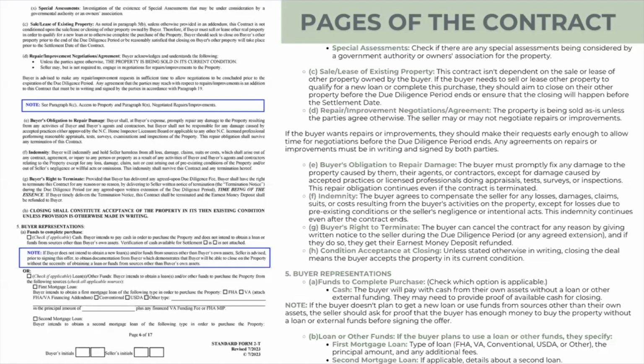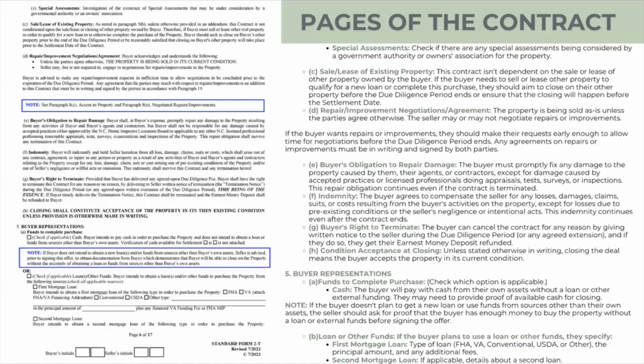F, indemnity. The buyer agrees to compensate the seller for any losses, damages, claims, suits, or costs resulting from the buyer's activity on the property, except for losses due to pre-existing conditions or the seller's negligence or intentional acts. This indemnity continues even after the contract ends.